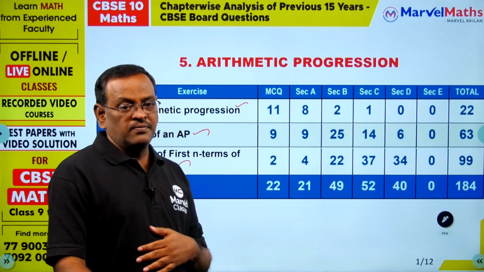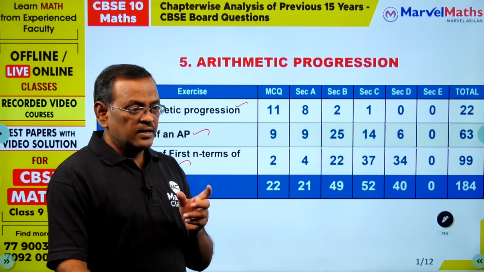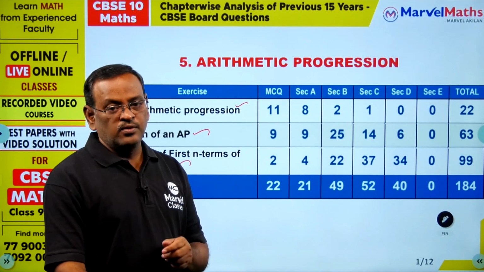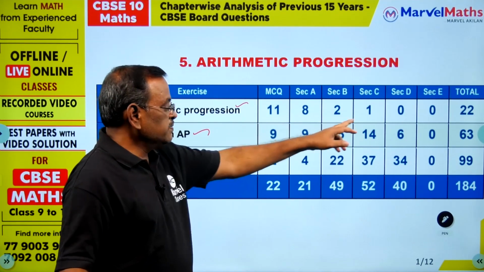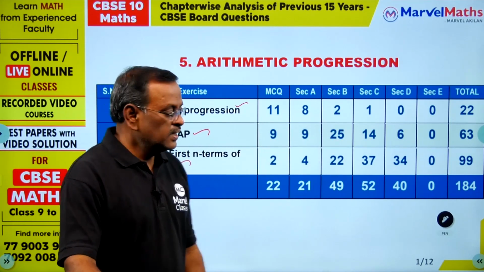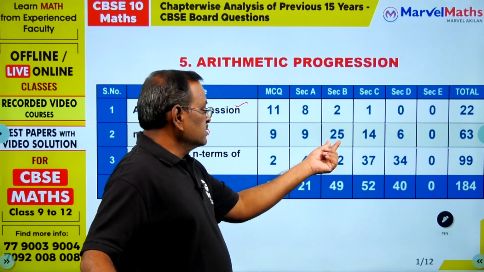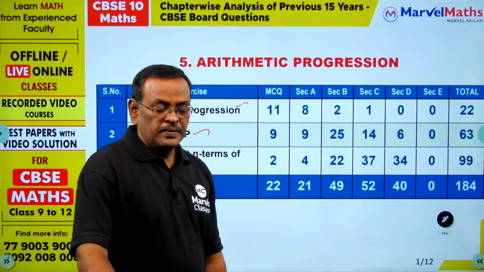If an AP is given, find the next three terms or verify whether it is an AP or not. If three terms are given, find the unknown value. That type of problem you can expect from the first concept. And second concept, nth term of an AP, in which you can expect section B and section C.